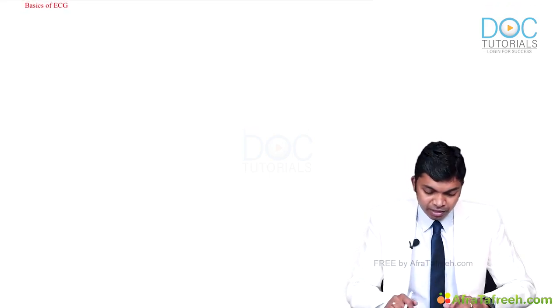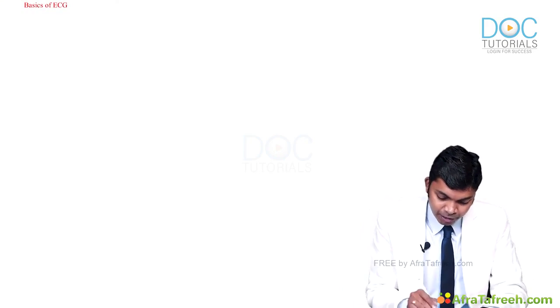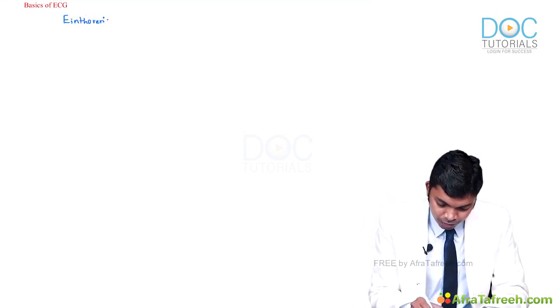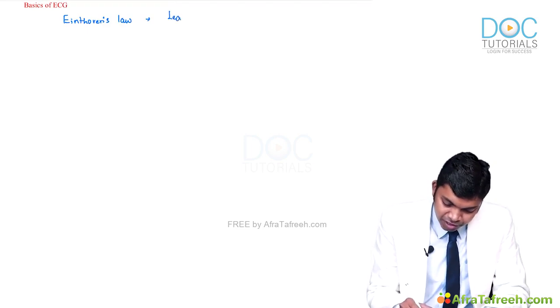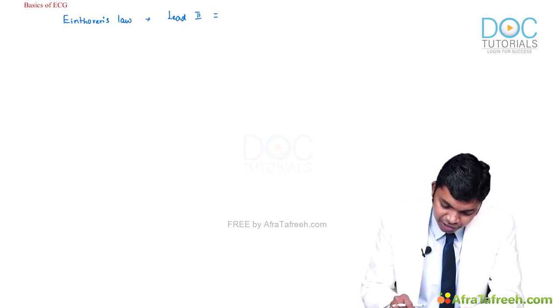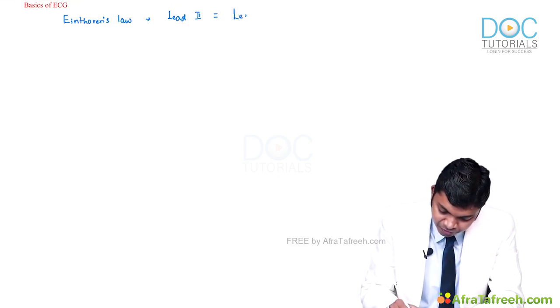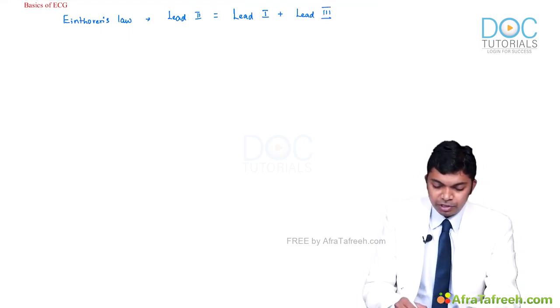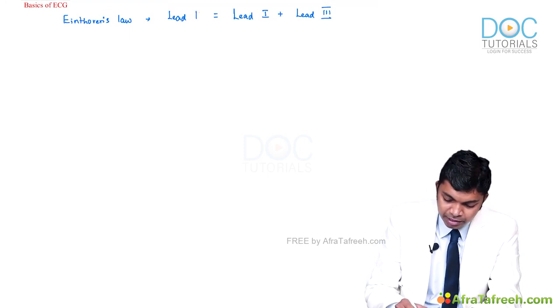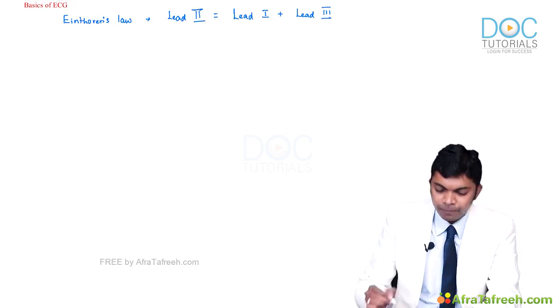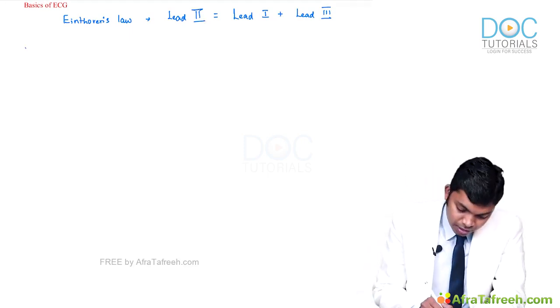Now let us start with the first law, Einthoven's law. Einthoven's law states that the potential in lead 2 is nothing but the summation of potential in lead 1 and lead 3. Right, the potential in lead 2 is the summation of the potentials in lead 1 and lead 3, doctors.